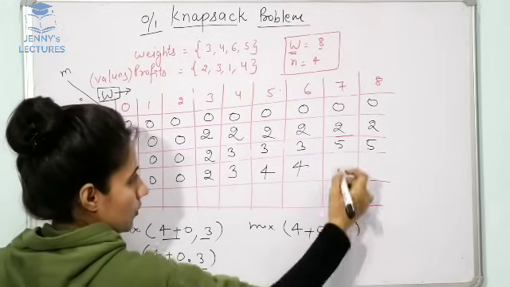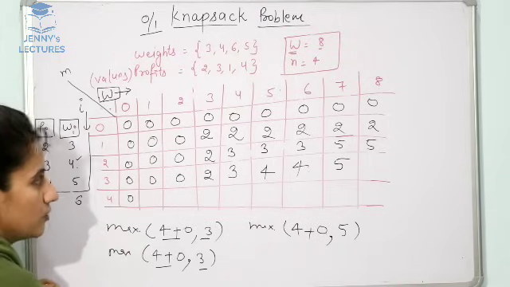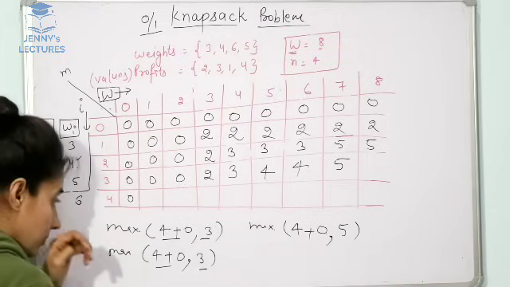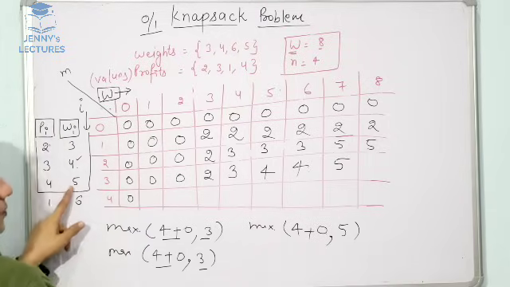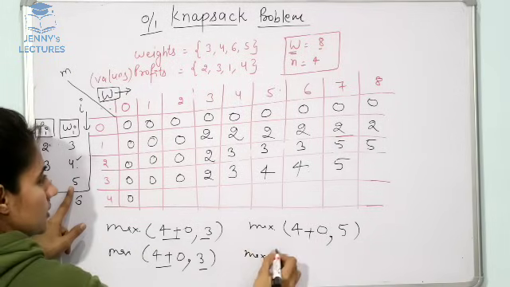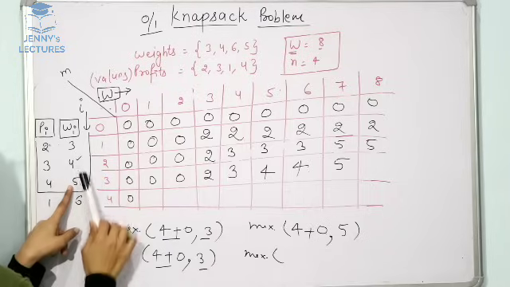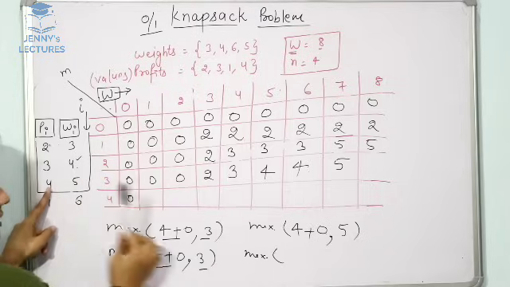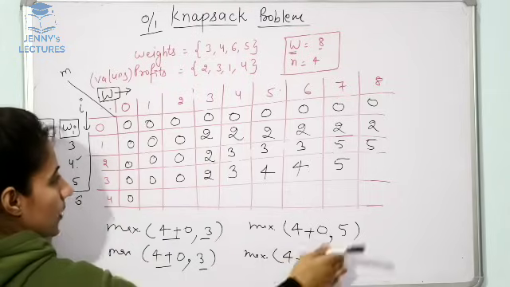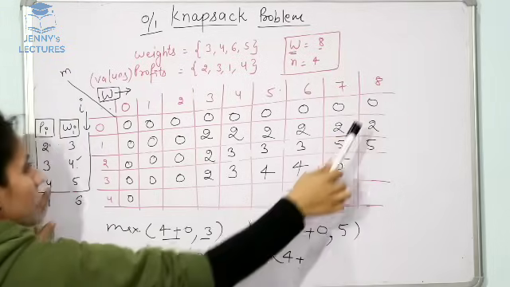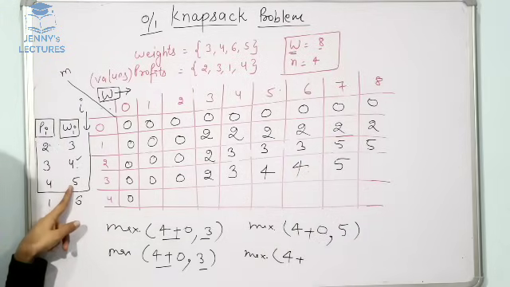Now out of 4 and 5, which one is maximum? 5. We will select 5. Okay. Now next, here same case, maximum of, we have selected, suppose this 5 having item weight 5. Profit of this is 4. 4 plus, total weight is 8. Remaining weight is 8 minus 5, that is 3.